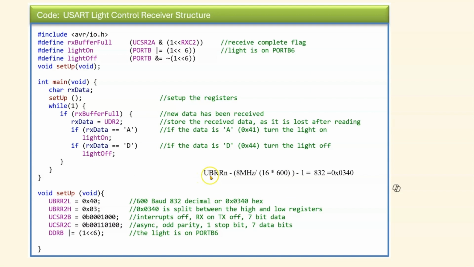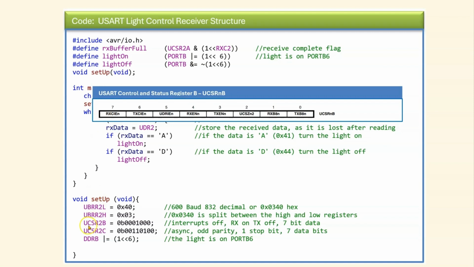So there's a formula there from that table, and we can see that the result is 832 or 0x0340. So now you need to load this, put this in hex and store the lower byte into the lower register of the UBRRnH registers, and 0x03 goes into the high byte of that register.